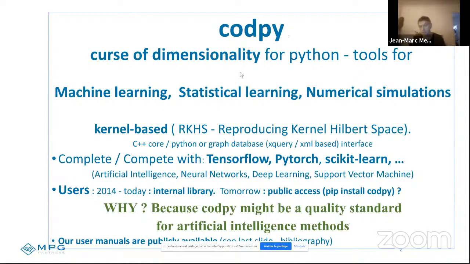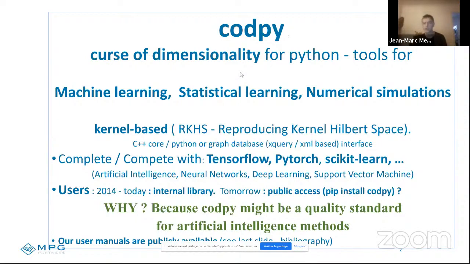And okay, this library is an internal library, but I think we are thinking very loudly and very strongly to give public access to this library. It means that today we have a pip installer. You could use this library tomorrow, but the point is that we are very small research and development teams.